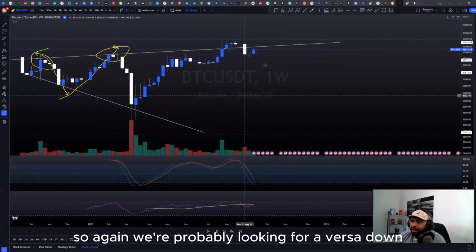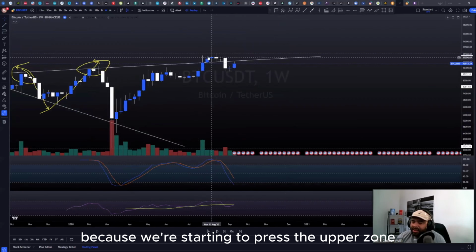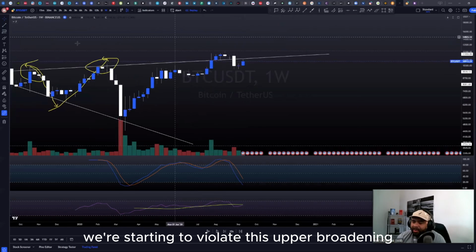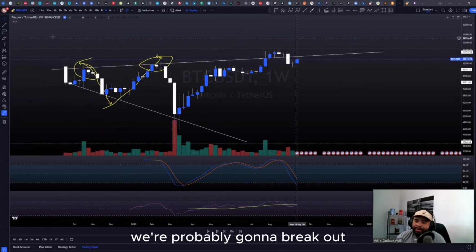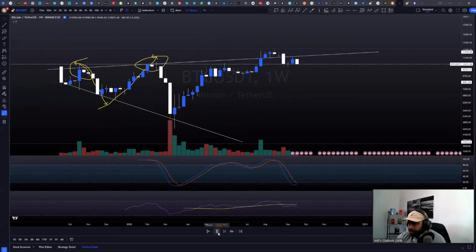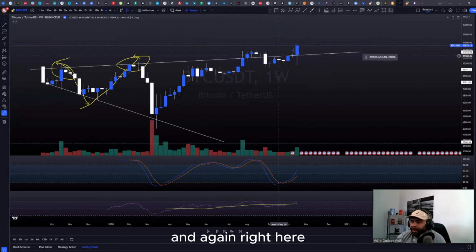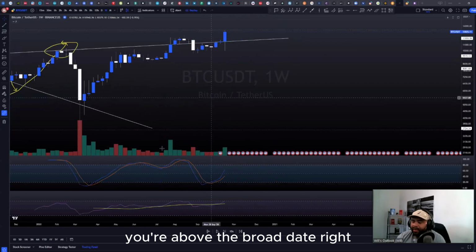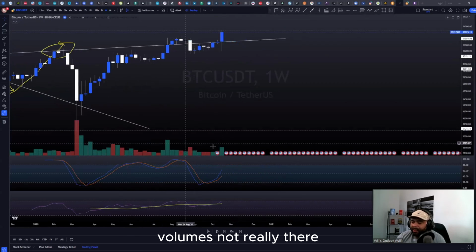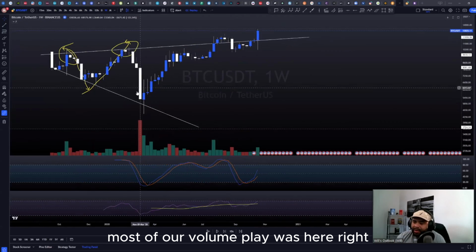So again, we're probably looking for a reversal down, but the likeliness is, because we're starting to press the upper zone, we're starting to violate this upper broadening, we're probably going to break out. So we then go ahead and we play into the move. Market pulls back. And again, right here, you're above the broadening, right? We're still dead on volume. Volume is not really there. It's not really present. Most of our volume play was here, right?